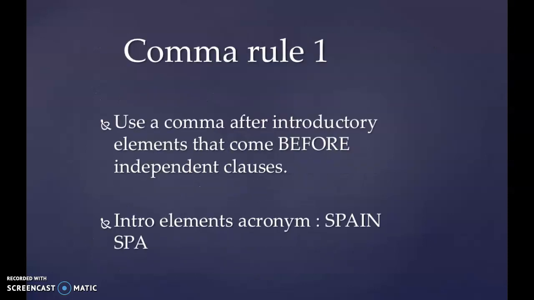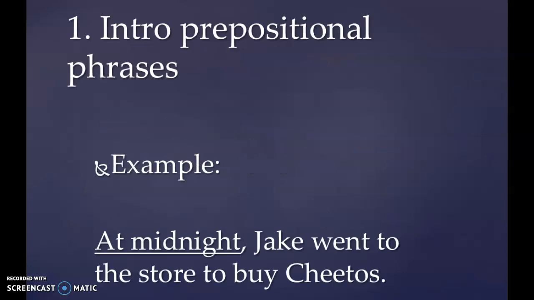So today we're going to go over the elements of comma rule number one. Comma rule number one is to use a comma after an introductory element. That is, an element that comes before an independent clause. And so an acronym for these elements is Spain SPA. So for example, the S in Spain SPA will refer to subordinate clause, the P to participle phrase, the A to appositive, etc. So we're going to go through the 8 elements that are introductory elements and require commas.